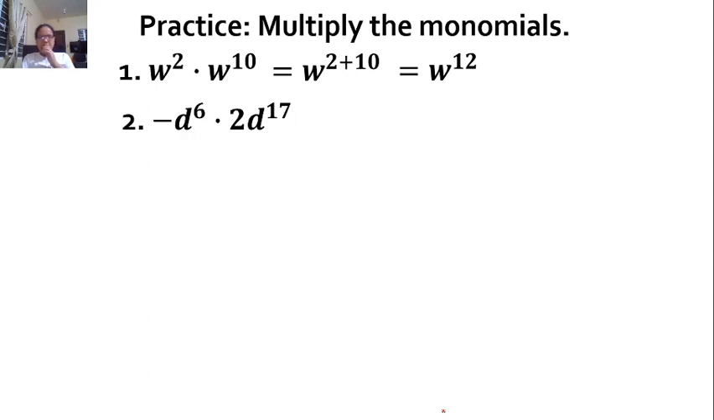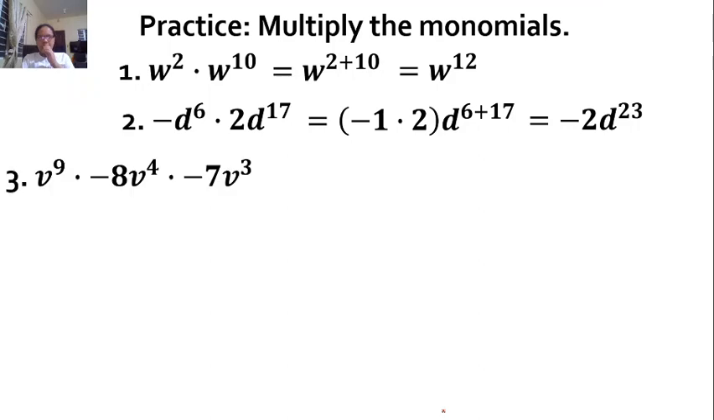Negative d raised to 6 times 2d raised to 17. So that's negative 1 times 2 for the numerical coefficients. And then we have d raised to 6 plus 17. We'll get negative 2 times d, or negative 2d raised to 23.